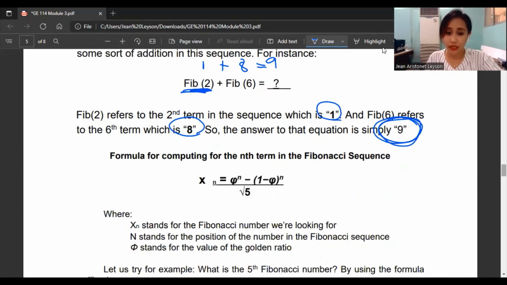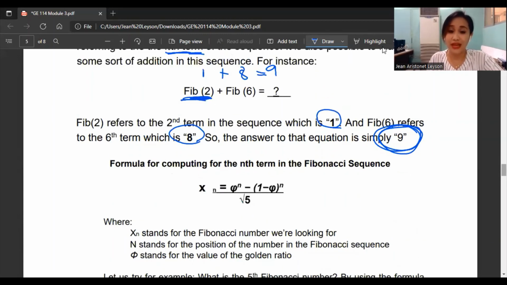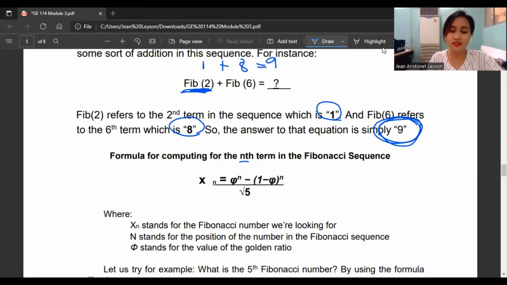Actually, we have a formula for computing the nth term in the Fibonacci sequence. It is x sub n is equal to phi raised to n minus the quantity of 1 minus phi raised to n over the square root of 5. So this symbol right here, that is the Greek letter phi. So that's read as phi.